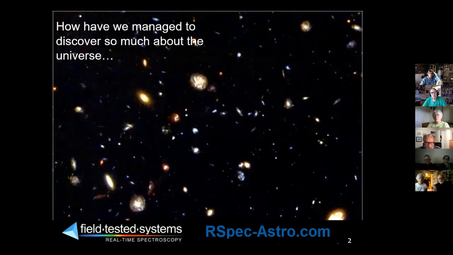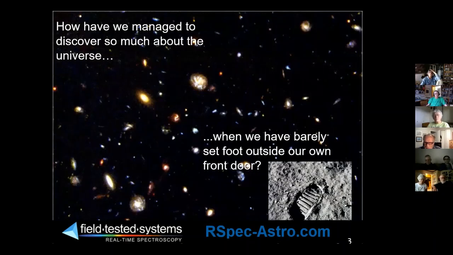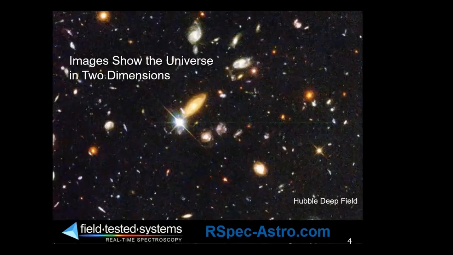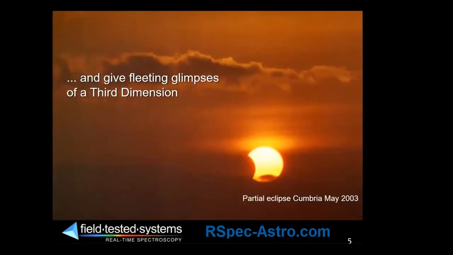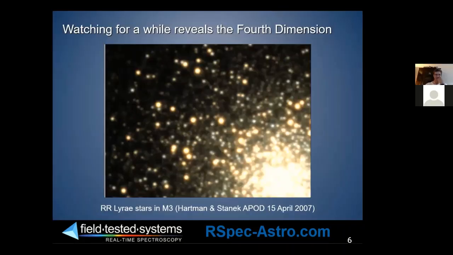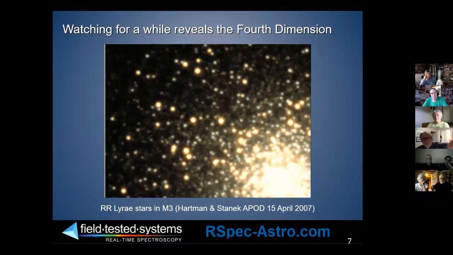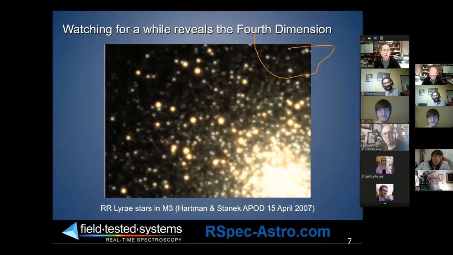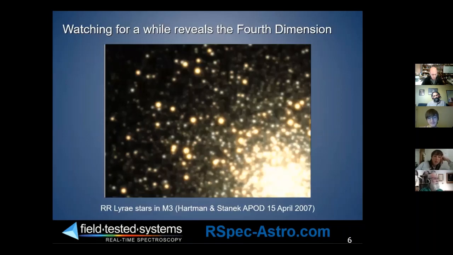But so how is it that we've learned so much about the universe, but we've barely set foot outside our own front door? You know, we can see images of the universe that are in 2 dimensions, and we learn things from that. We can get fleeting glimpses of a 3rd dimension during eclipses. And if we watch for a while, we can see a 4th dimension. I'm going to go back and forth between 2 slides. I think you can probably see a handful of stars, especially up here in this corner, going on and off. And those, again, are a time dimension.